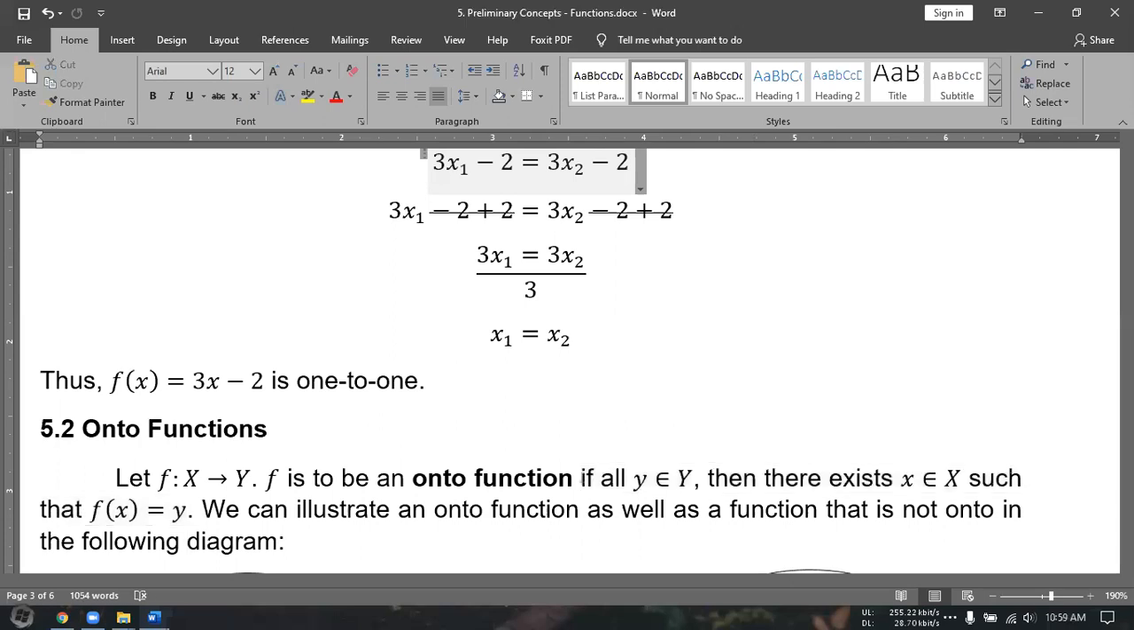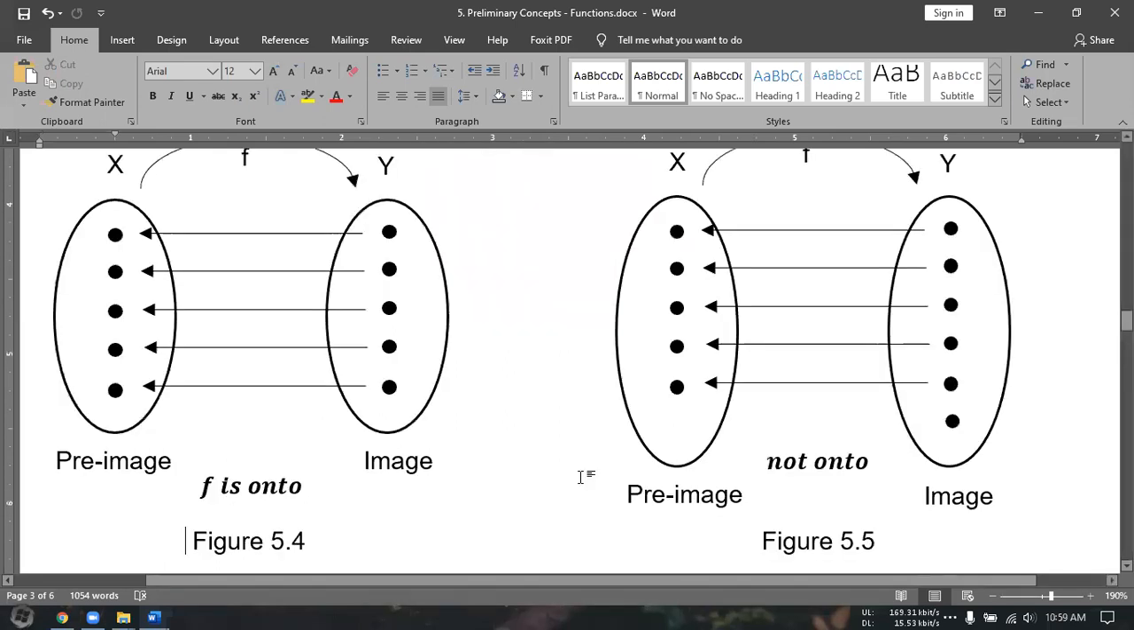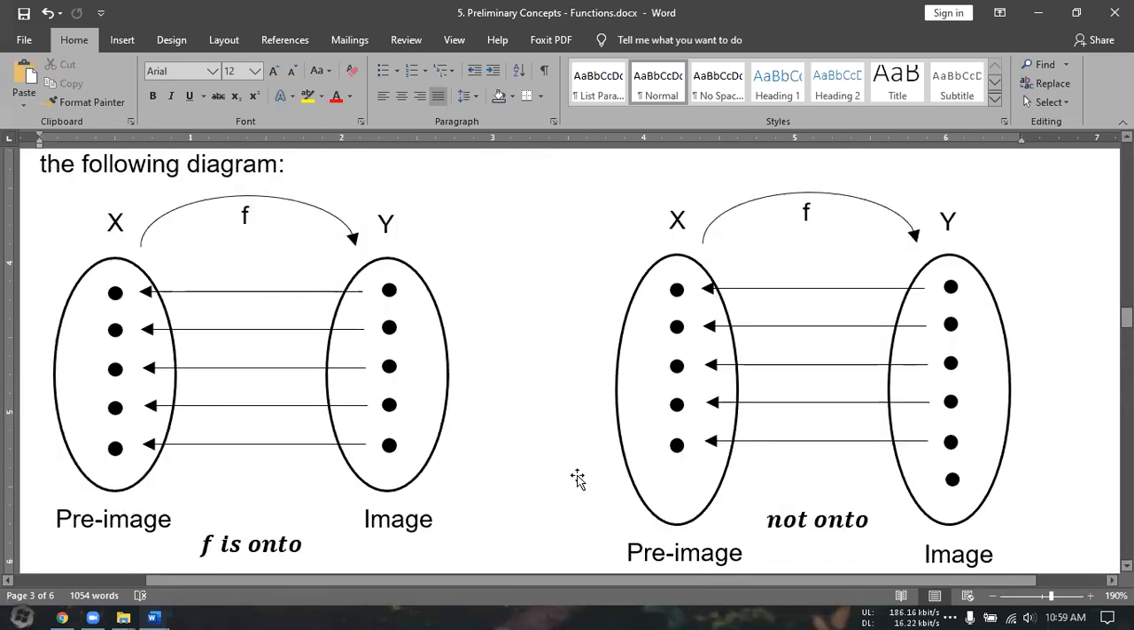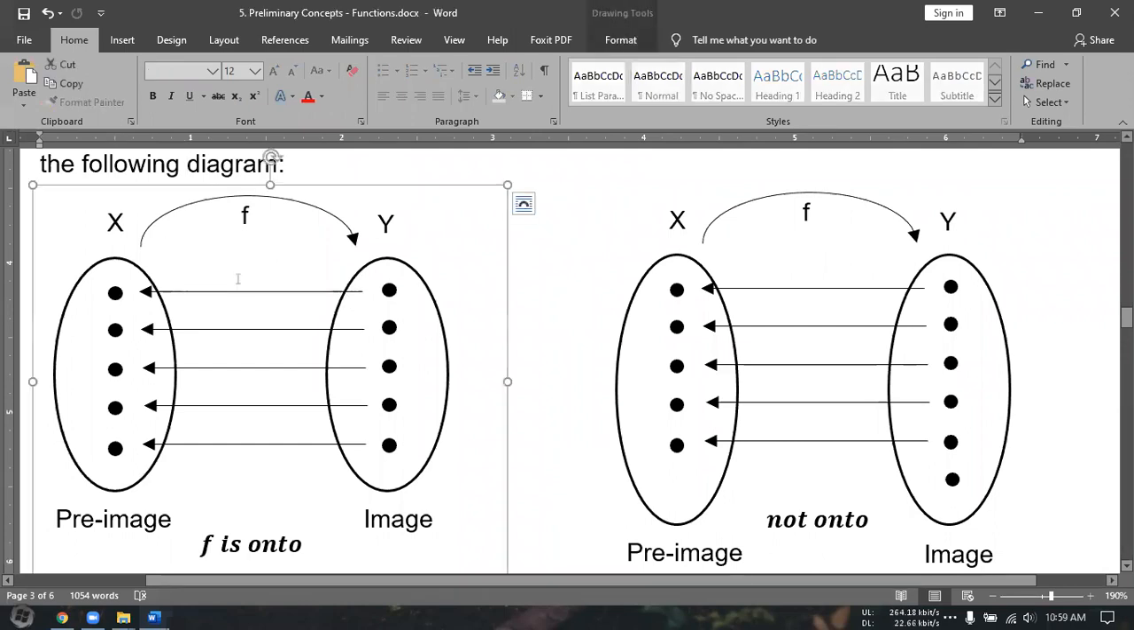We can illustrate an onto function as well as a function that is not onto in the following diagram. Okay. This is an example of onto function since every element in y appears as an image of at least one element in x. Okay? Ang reference natin is the elements in y. So we have this onto.